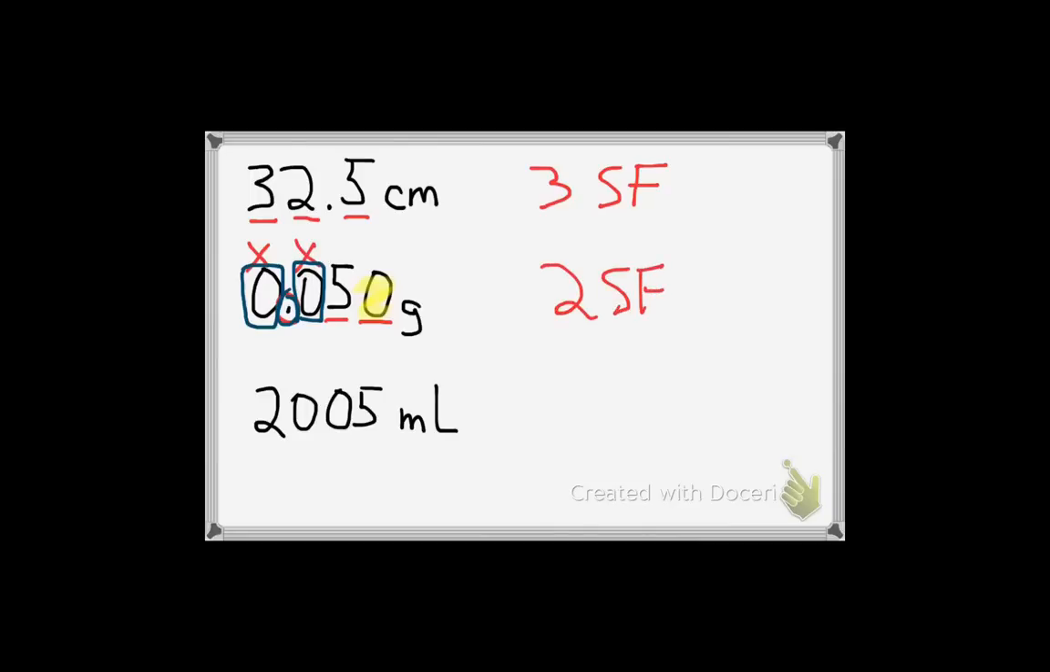In the next number, 2,005 milliliters, the 2 and the 5 are automatically significant because of their non-zero status. But the zeros that are in between, anytime you have zeros between non-zero digits, we call them sandwich zeros. Sandwich zeros are always significant. So 2,005 milliliters would have a total of 4 sig figs.